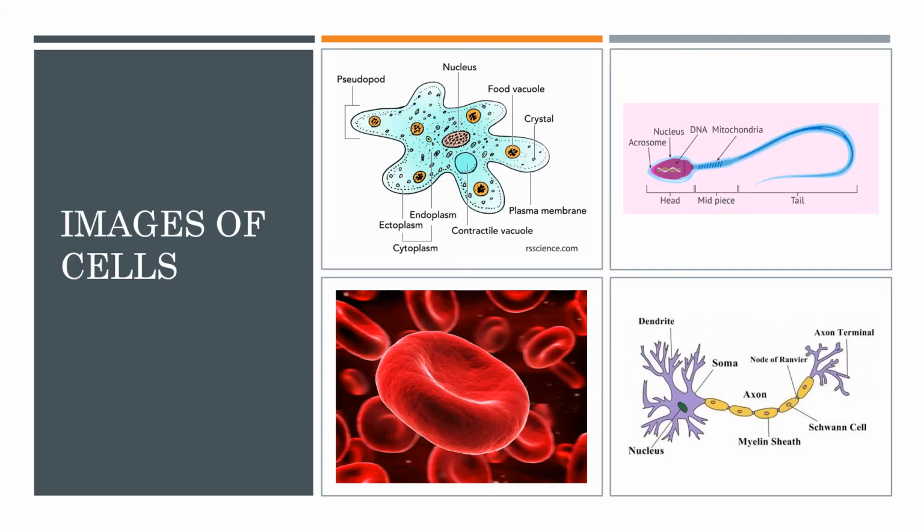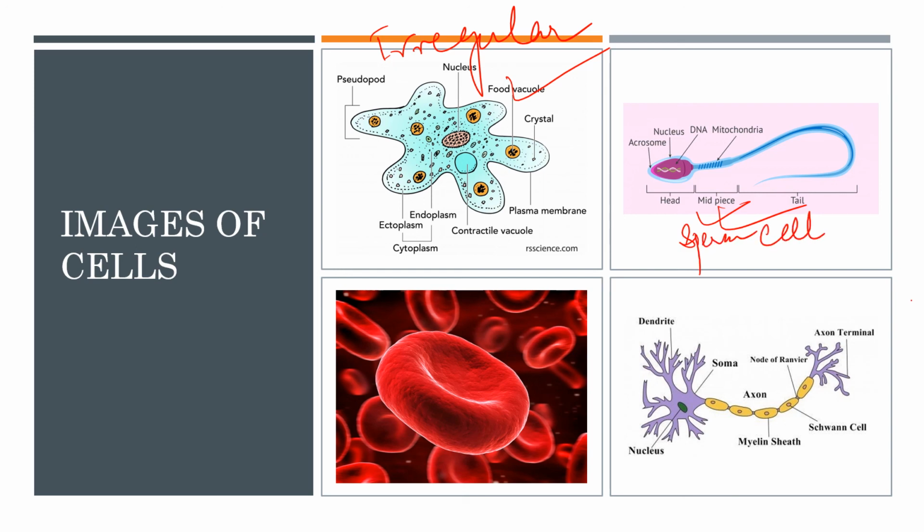Here we have seen the images of different cells, depending on the cell shape. We have seen amoeba, which has an irregular shape. Then we are coming to this cell, which is quite long. This is a sperm cell, which is actually elongated with a tail, and the human sperm cell can swim very fast. So it is a sperm cell.